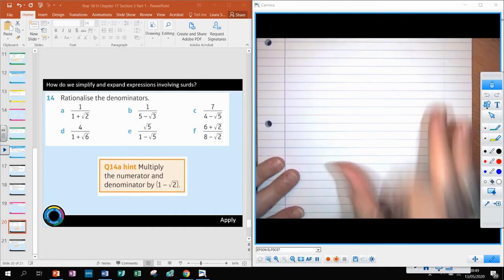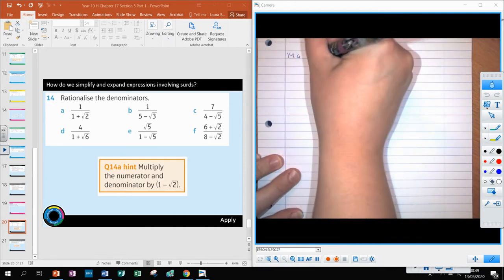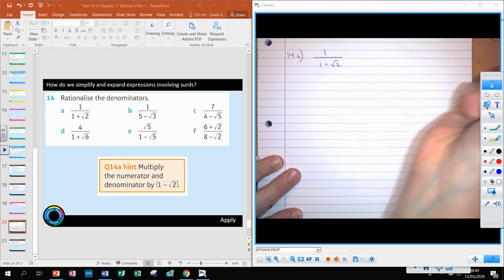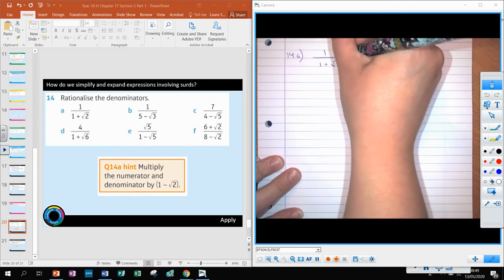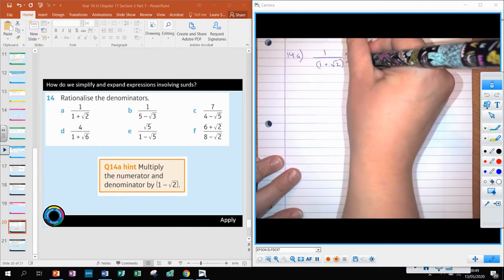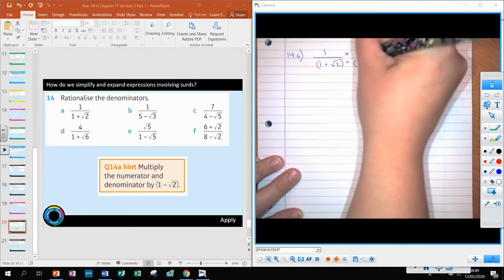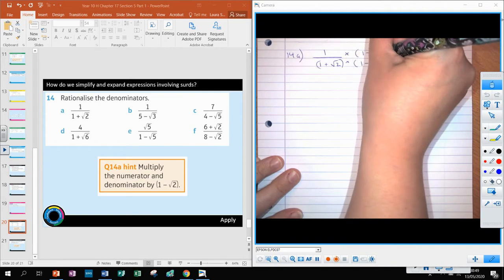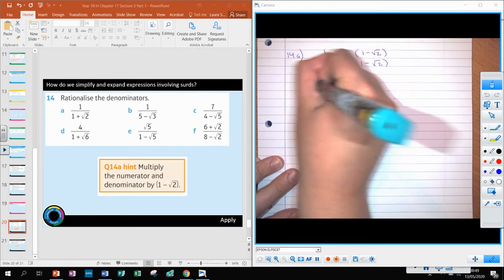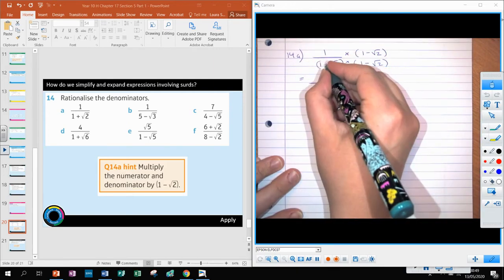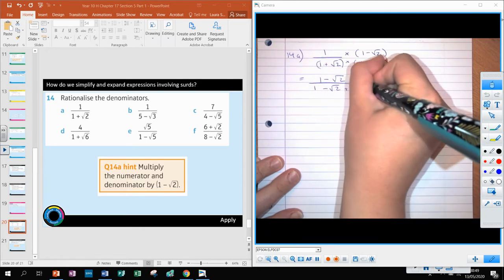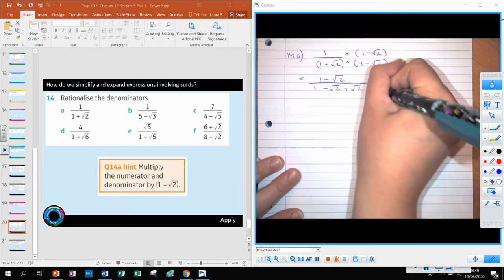So in 14a, we started with 1 over 1 plus root 2. We now need to multiply by the opposite. Please remember that you're going to want to put that in a bracket to make it easier when you expand: 1 minus root 2 and 1 minus root 2. So 1 times all of that will be 1 minus root 2 over 1 times 1 is 1, 1 times minus root 2, root 2 times 1, and then finally, root 2 times negative root 2 is minus 2.